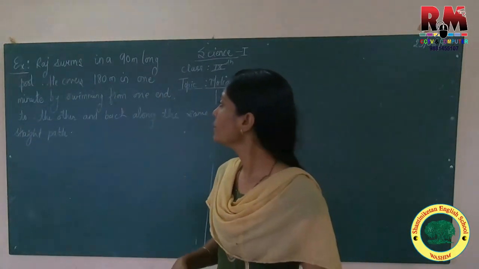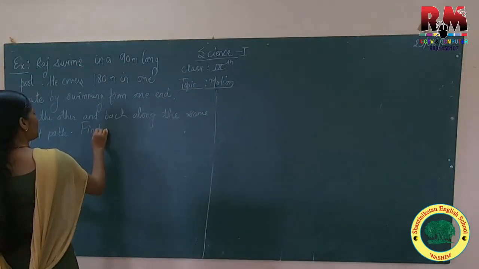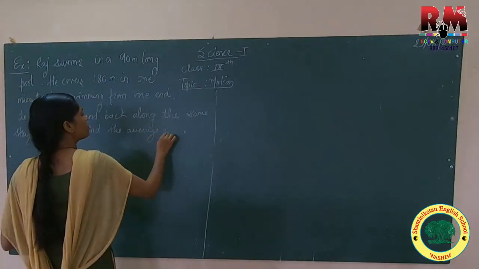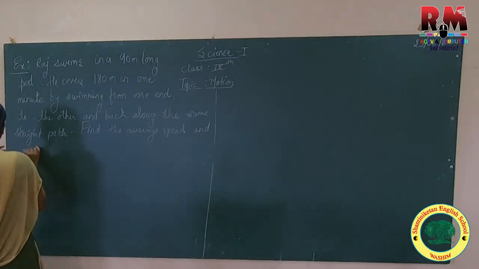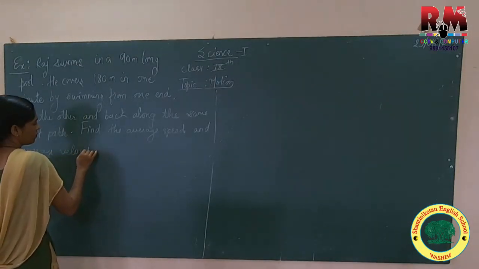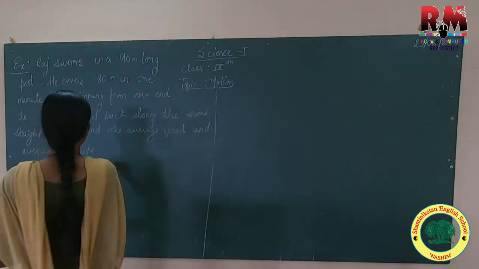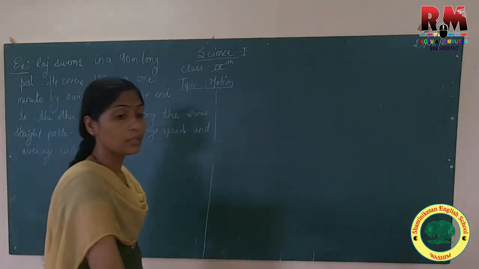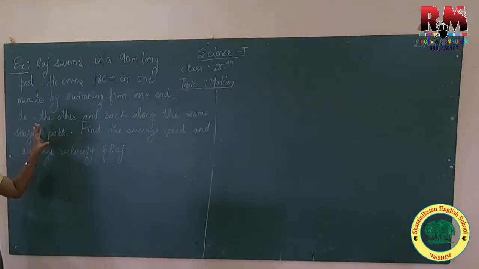Okay, now here let us find the average speed and average velocity of Raj. Okay, so very first we will check what things are given in the problem.